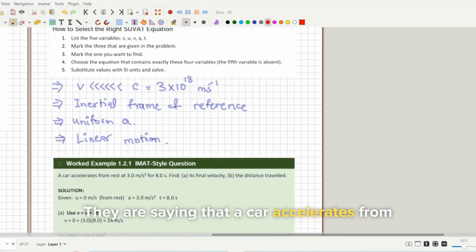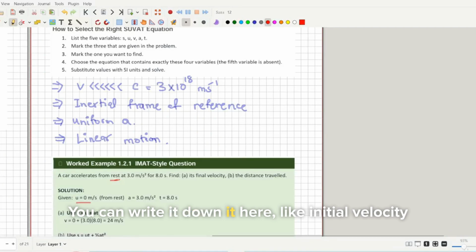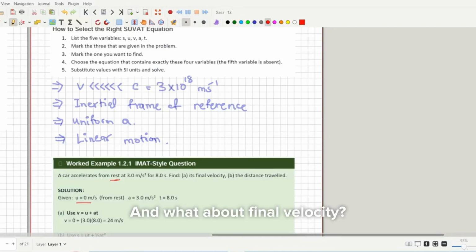They are saying that a car accelerates from rest. So what does rest mean? That the initial velocity is 0. You can write it down here: initial velocity is 0. And what about the final velocity? The final velocity is not given here.